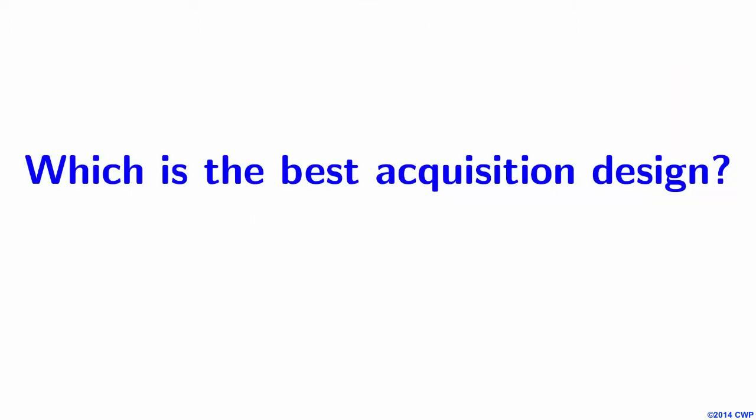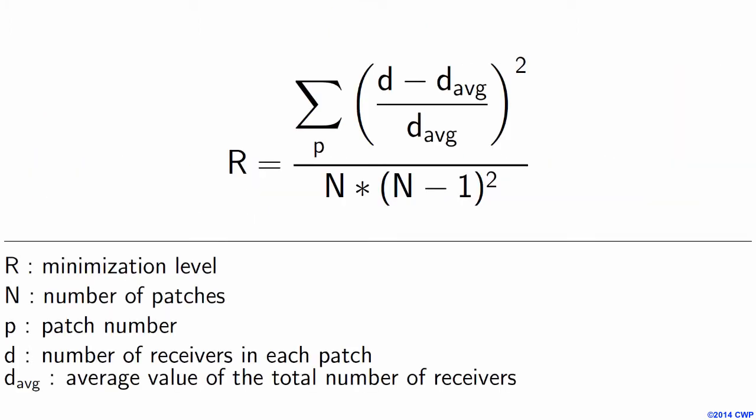So which design do we want to use? What I introduced is to use a minimization level function to quantify this. This particular equation calculates how many receivers fall into a particular area, subtracted from the average. It is scaled from 0, where we have receivers evenly distributed all around the sphere, to 1, when all the receivers fall into only one patch. And this is the worst case scenario.